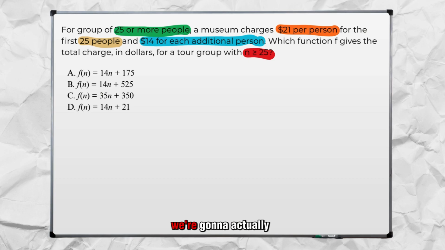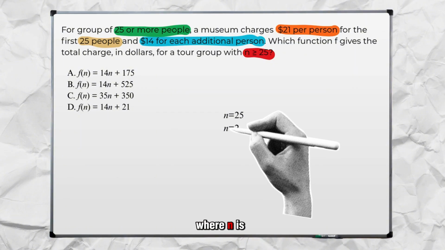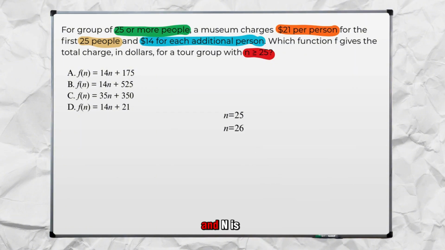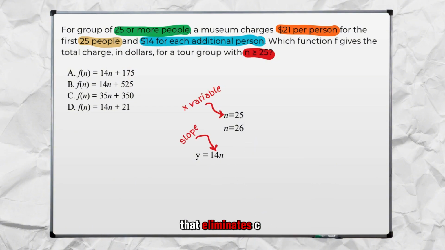So what we're going to do is think about this as, okay, what about where n is 25? And what about where n is 26? And n is going to be pretty much our x variable in this situation. So we know it's $14 for each additional person, which means I'm going to have y equal to 14. That would be my slope. So that eliminates c, n plus b. And I want to find my b.